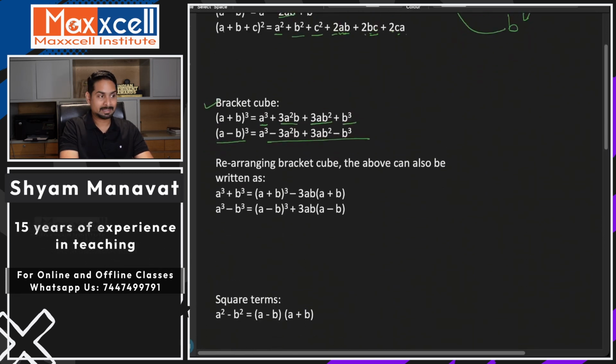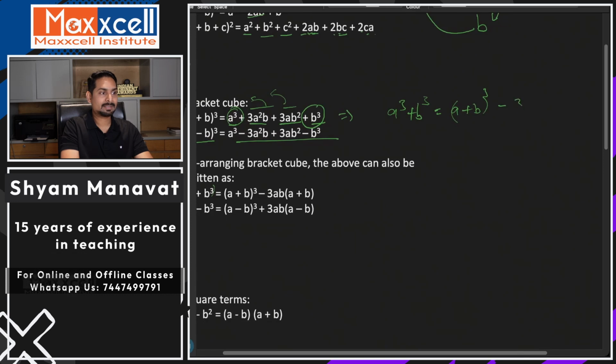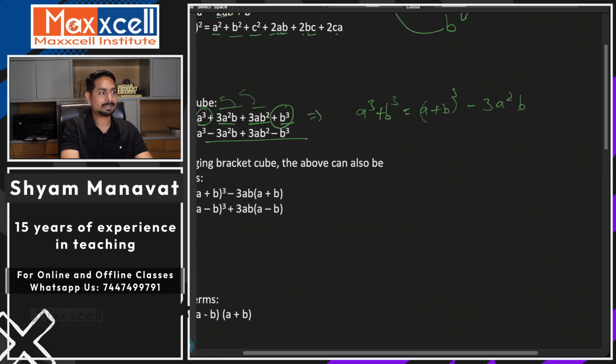If you rearrange it here, if you take (a plus b) cube, you have a cube and b cube together. You have a cube plus b cube on one side and the remaining 3a square b and 3ab square. If you shift them to the other side, what do you get? You get (a plus b) whole cube, which was already there, minus 3a square b minus 3ab square.